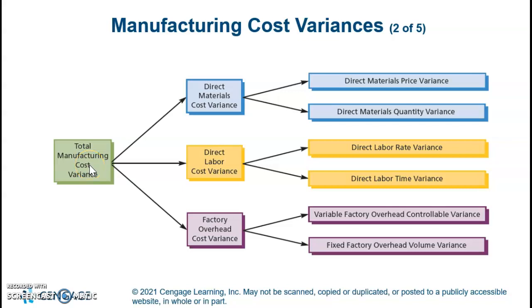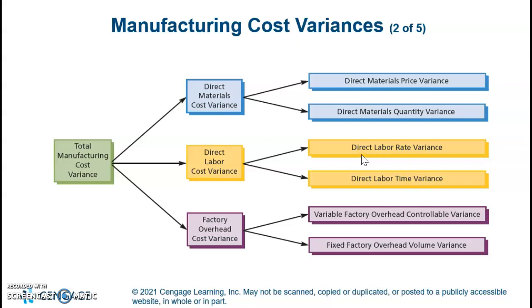So when we look at total manufacturing cost variance, we're going to look at it in direct material, direct labor, and factory overhead. And for direct materials, we're going to break that down into direct materials price and direct materials quantity variance. For direct labor, it is the same thing, but instead of calling it price, we're going to call it rate because we pay somebody, for example, $18 an hour, so it's a rate.